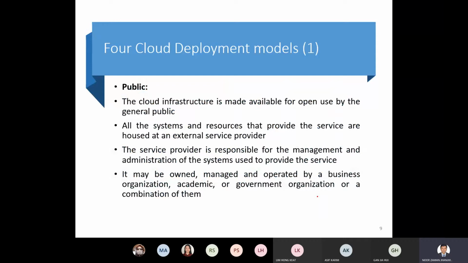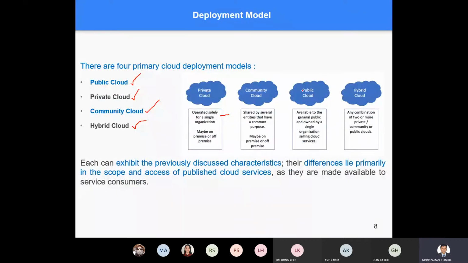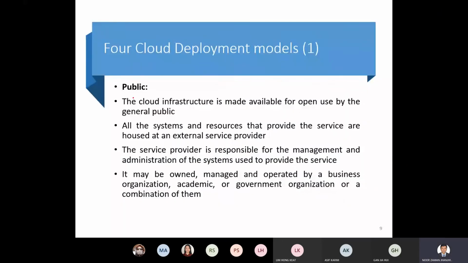now we can see the four cloud deployment models as we discussed here. They are public, community, hybrid, and private. You can see from here the public, as we already discussed, is the cloud infrastructure made openly available to the general public. So this is available to anyone. Then all the system resources that provide the services are housed at an external service provider. And the service provider is responsible for management, security, administration, everything.